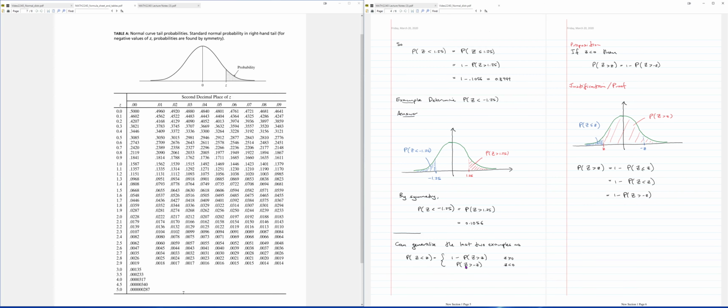If z is negative, and we want the probability that your random variable is bigger than this small negative z over here, how you do it is you use this here. And this is 1 minus probability z bigger than a positive value over here, and this over here is going to come from a table.